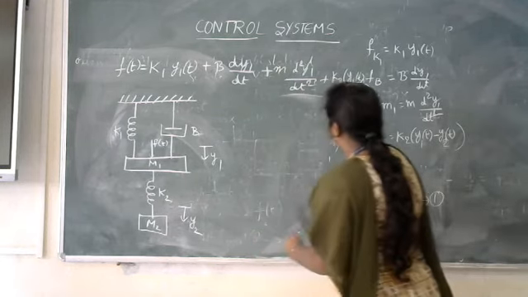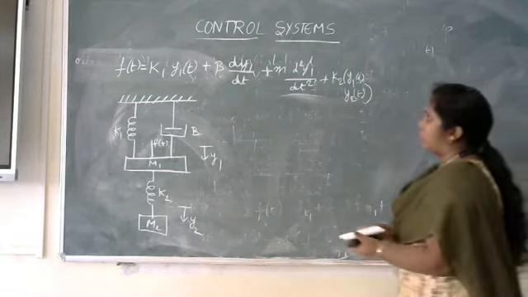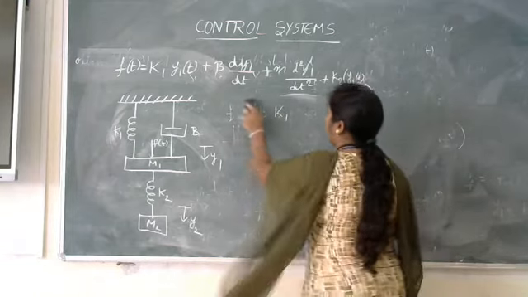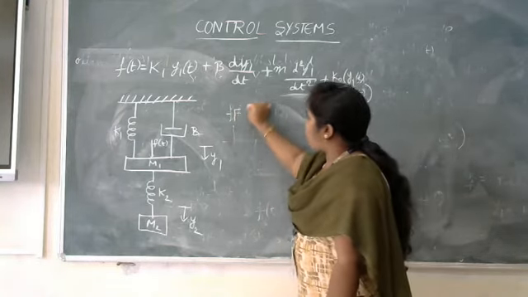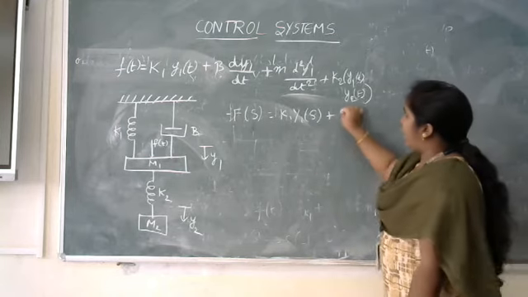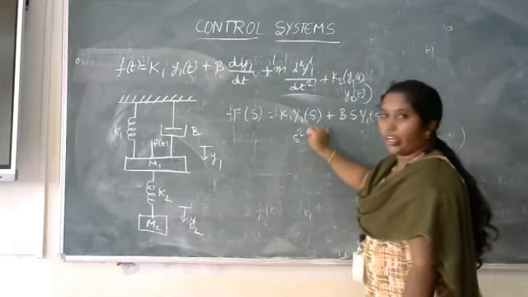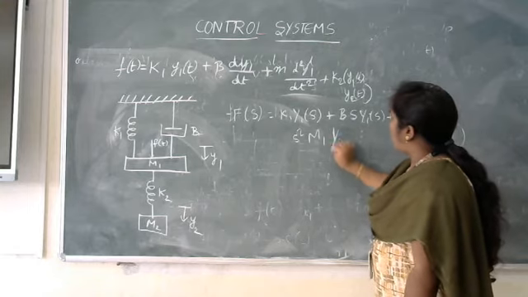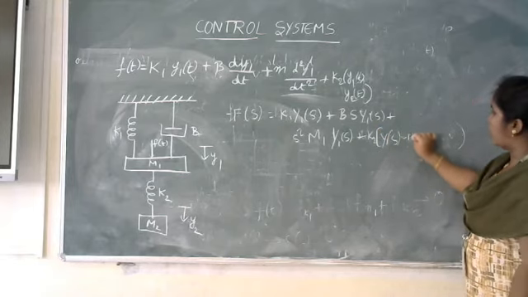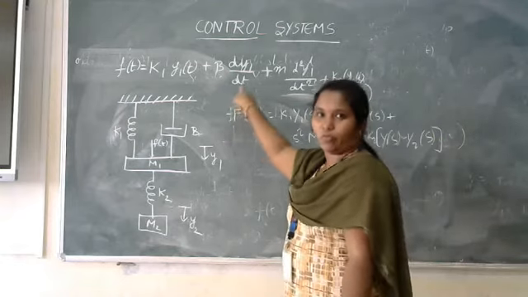From this you have to determine the Laplace transform of this equation. So here, directly applying the Laplace transform, F of s is equal to K1 into Y1 of s plus B into s into Y1 of s plus s square M1 Y1 of s plus K2 into Y1 of s minus Y2 of s. So this is the final equation obtained by doing the Laplace transform of the obtained equation.